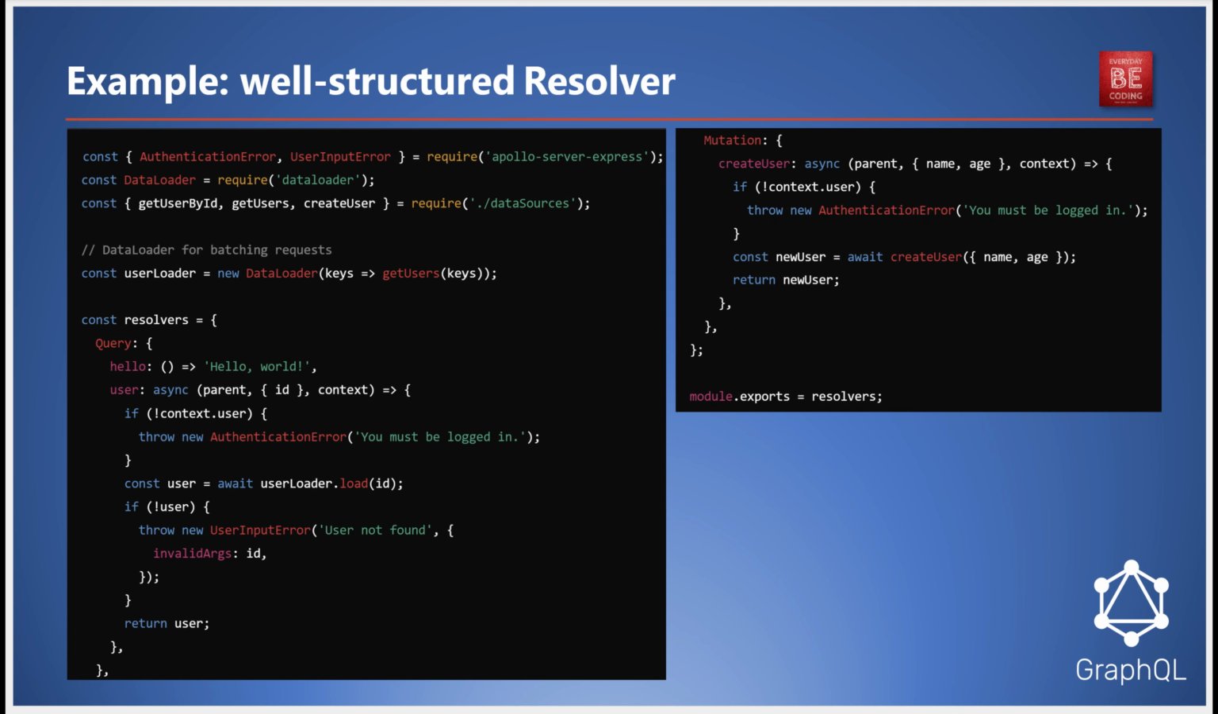Consider this example of a well-structured resolver in JavaScript. It uses DataLoader for batching requests, handles authentication, and ensures robust error management through specific error classes. This structure not only optimizes performance, but also ensures that the resolver is secure and reliable.